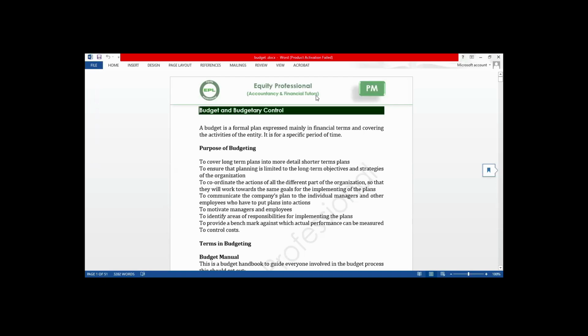Let us define that again. A budget is a plan that is stated in financial terms, monetary terms, to cover all the activities of the business entity. And it must be for a specific period of time. Usually, a company's budget is for 1 year, a 12-month period.